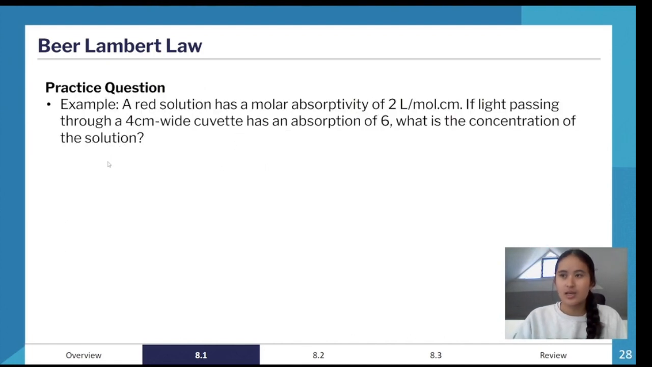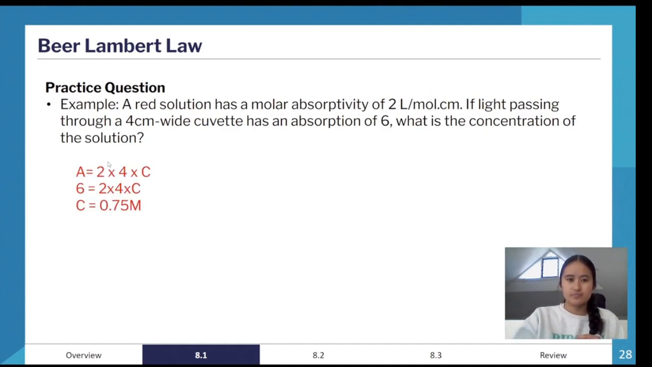So an example, a red solution has a molar absorptivity of 2 liters per mole centimeters. If a light passes through a 4 centimeter wide cuvette and has an absorbance of 6, what is the concentration? So yeah, you'll have to work backwards because in this case you have the absorbance and you want to find out the concentration. So here's the solution. Absorbance is basically the 2 times the 4 times the mystery concentration, and that absorbance is equal to 6. Then 6 on 8 simplifies to 0.75, so the concentration is 0.75 moles.